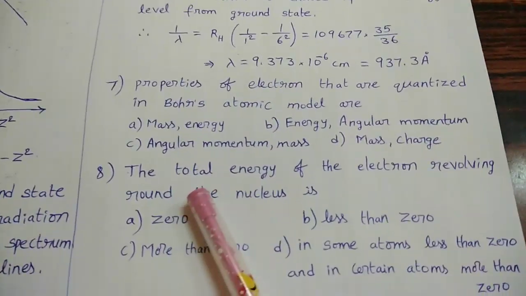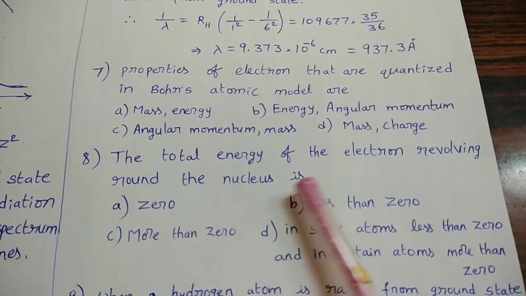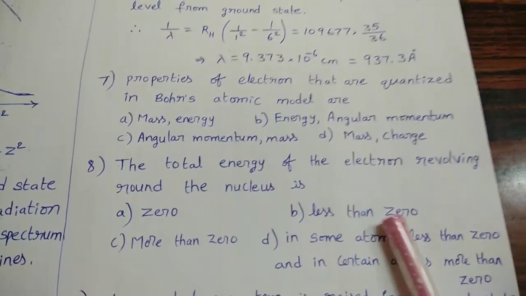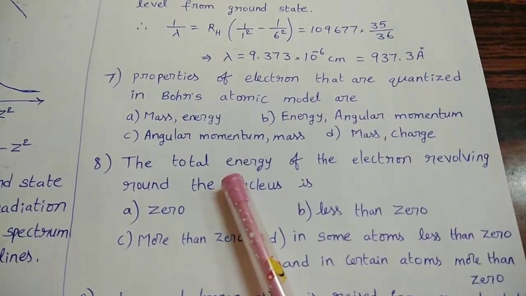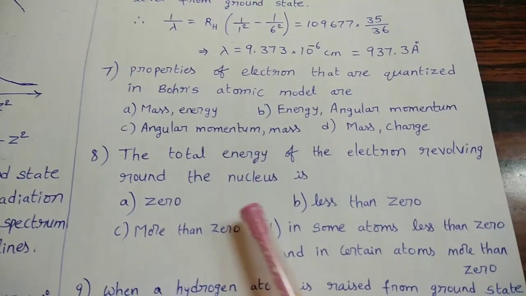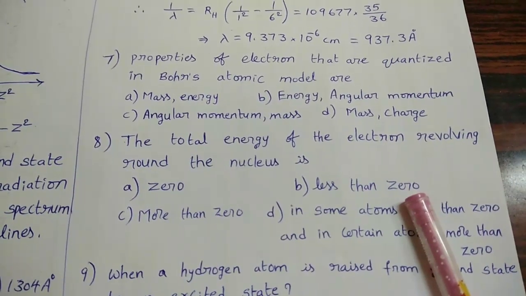Okay. Next, the total energy of the electron revolving around the nucleus is less than 0. Already yesterday in previous classes we completed. Total energy of the electron is a negative value. Negative value means less than 0. Option B is the answer.